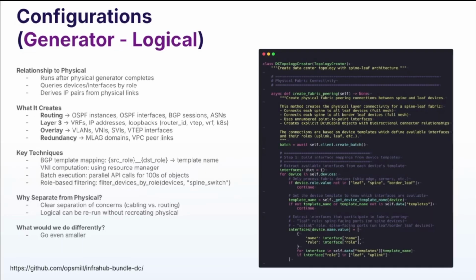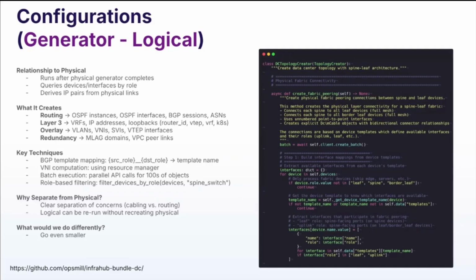Yeah. So for this generator, this was definitely a larger generator, right? Because there's tons of objects to run. We can't really build the overlay and underlay until we have the physical components. So this was our second step. And it's one large generator.